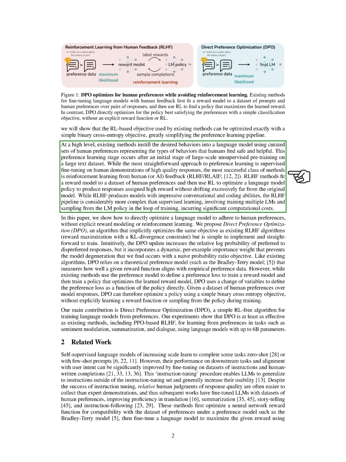Existing methods instill desired behaviors into a language model using curated sets of human preferences that represent safe and helpful behaviors. This preference learning stage happens after an initial stage of large-scale unsupervised pre-training on a large text dataset. While the most straightforward approach to preference learning is supervised fine-tuning on human demonstrations of high-quality responses, the most successful methods use reinforcement learning from human or AI feedback.